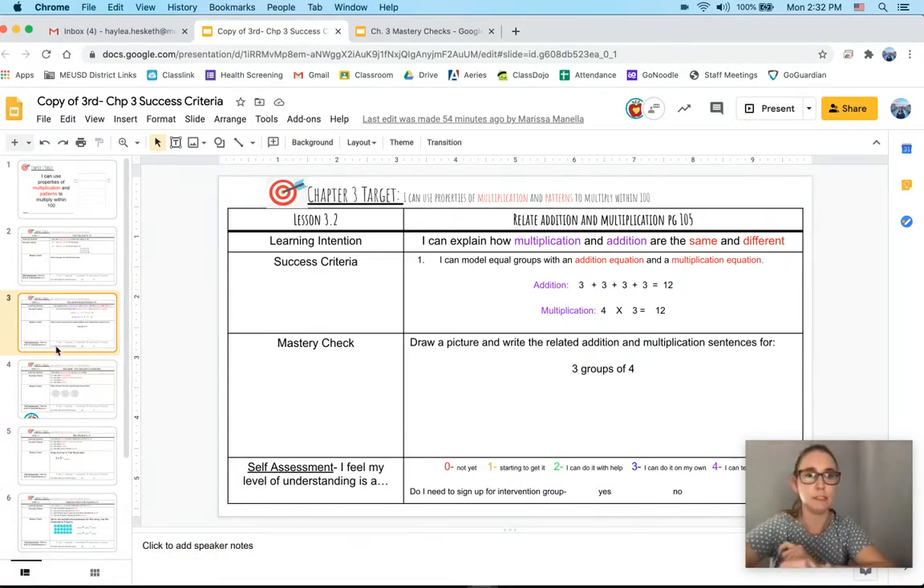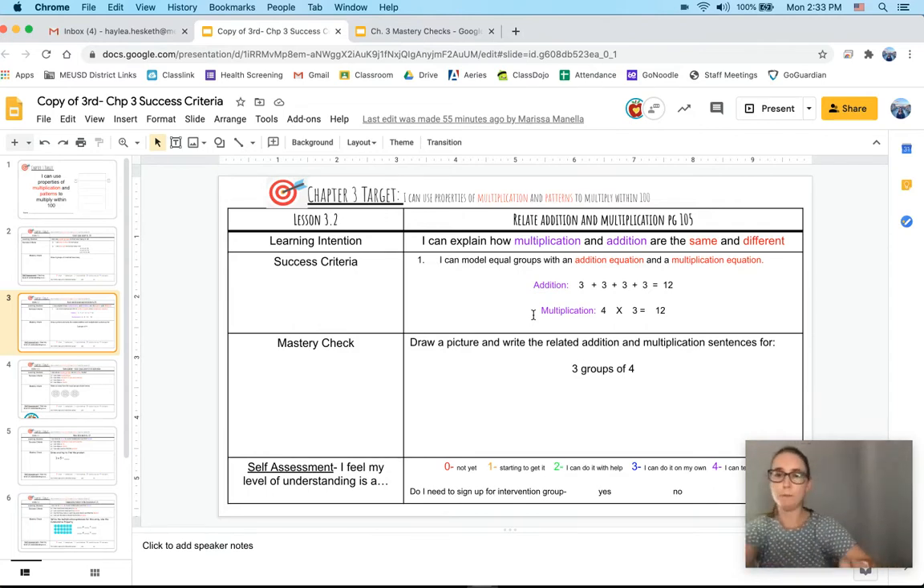And today is chapter 3.2. What we're going to be doing is relating addition and multiplication on page 105. In our learning intention, I can explain how multiplication and addition are the same and how they're different. And how we're going to be successful is I can model equal groups. Remember, equal means the same value. So modeling equal groups with an addition equation, which looks like this, and a multiplication equation, which looks like this. So understanding how those are the same, but also how they are different.